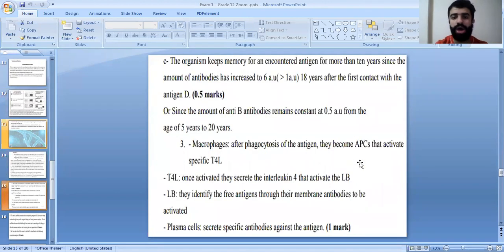Part 3, talking about the immune memory, you have to say that the organism keeps a memory of the encountered antigen for more than 10 years, in this case about 18 years after the first contact at the age of 2 years. Or you can say that the amount of antibodies remains constant at 0.5 AU from the age of 5 to 20 years.